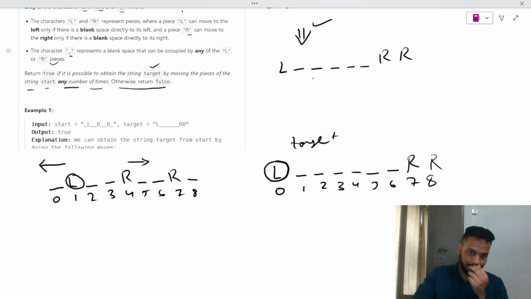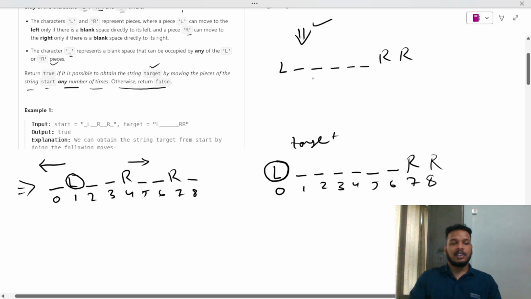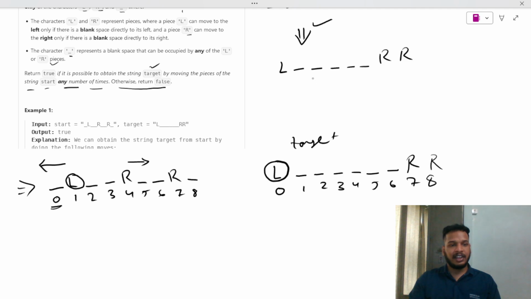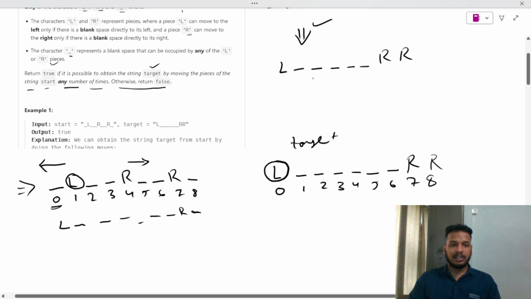If this is our start string, the zeroth index position should have the L. Here it is not having the L, so we can place the L over here and move this space over here, and we are good to see the next characters. Then we look at the second R, which is at the fourth position. This should actually be in the sixth position, so we have to move this R from here to the seventh position, and from the seventh position to the eighth position.